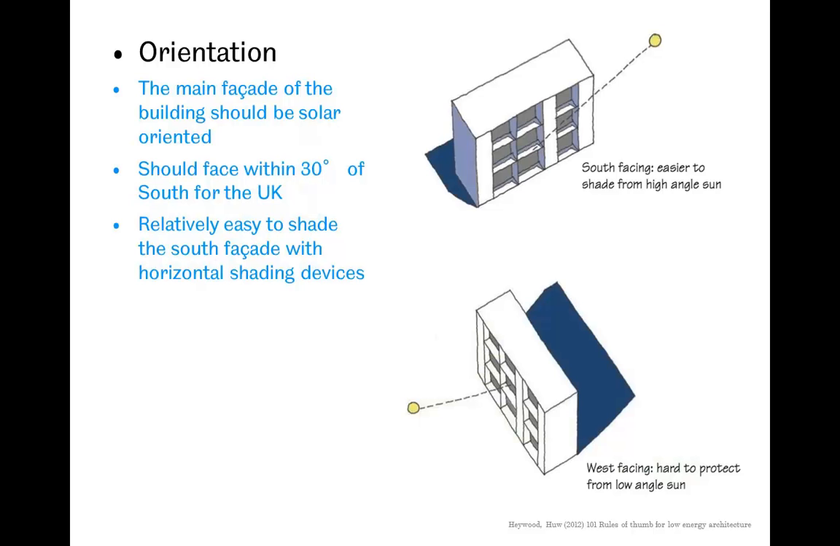And then the sun comes out from behind the clouds and starts hitting our glass. So we've already got a comfortable temperature, and then we get all this extra heat from the sun, and our temperature goes up to 28 degrees, 30 degrees. So that's why the west is much more difficult to control.